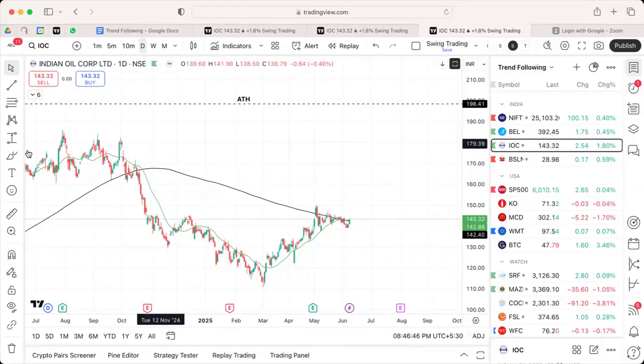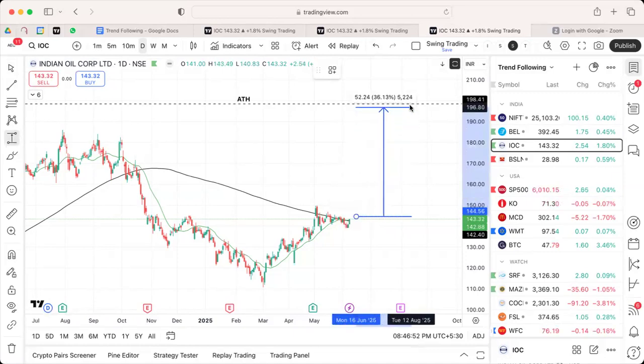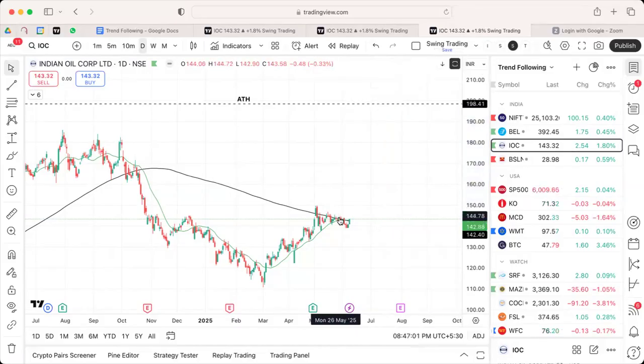Now, what I'm expecting to happen is that from this point on, all the way to the all-time high, there's about a 36% gain. Do you see that? Okay, but I won't enter just right now. I will wait until the 20-period moving average has sufficiently moved above this.